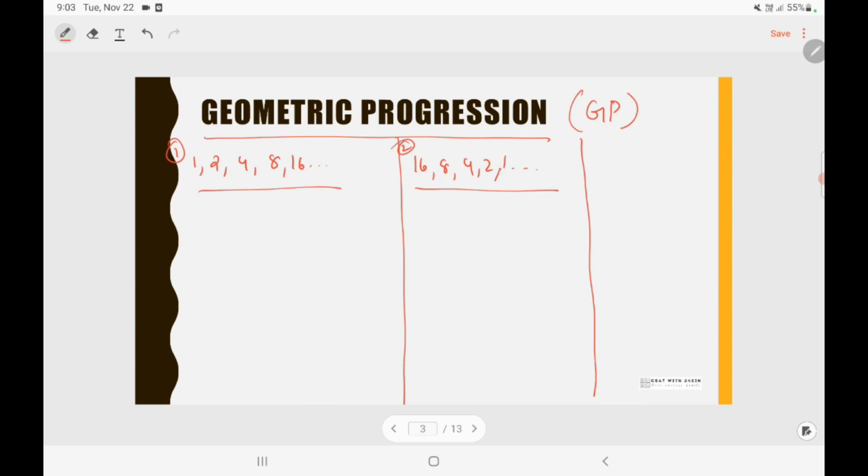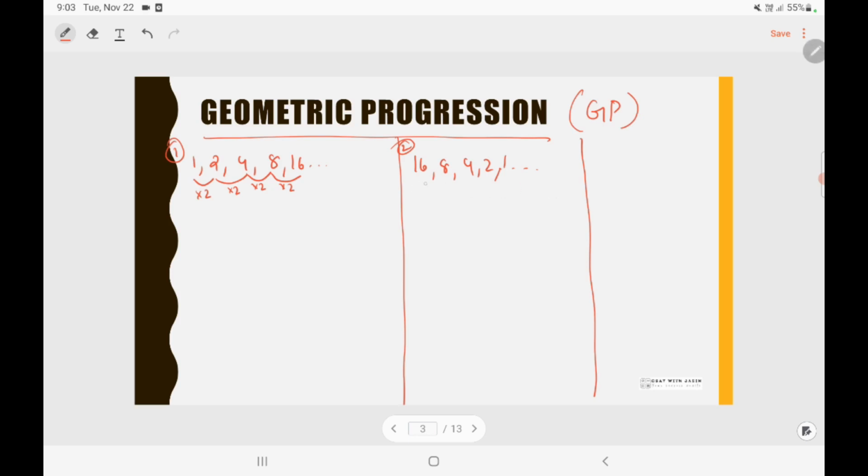In the first example, if you multiply 2 with 1, you will get 2. If you multiply 2 with 2, you will get 4. If you multiply 2 with 4, you will get 8. And if you multiply 2 with 8, you will get 16 and so on. So here you are multiplying the same number with each of the terms to get the next number. So this type of series is known as geometric progression.